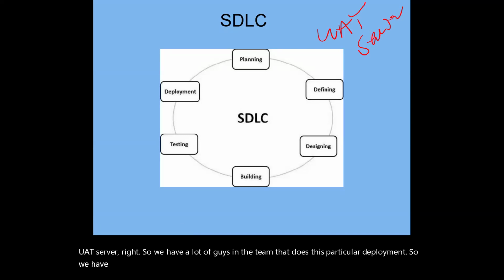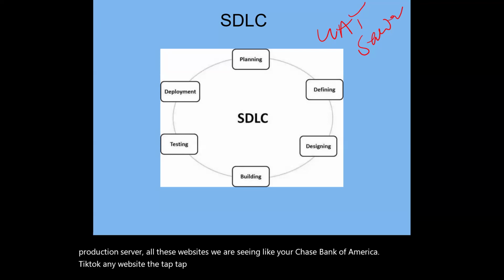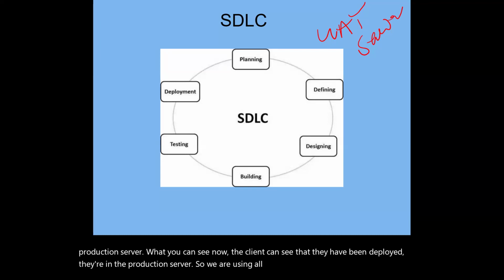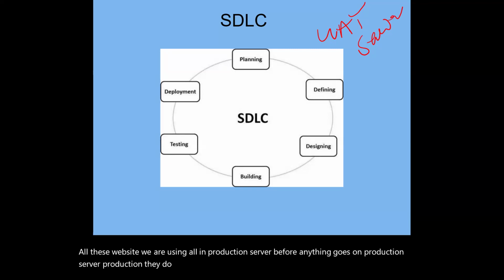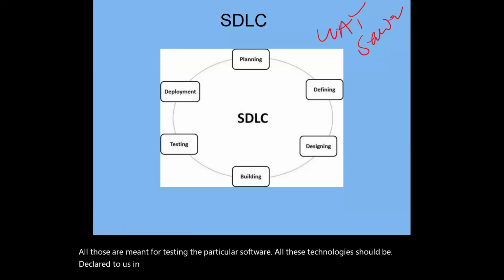In the testing and QA world, we have the testing server, the deployment server, and the production server. All these websites we are seeing, like Chase Bank, Bank of America, TikTok, any website you log in to, are in the production server. The client can see that they have been deployed in the production server. Before anything goes onto the production server, they do all kinds of testing. The deployment, testing, and UAT servers are all meant for testing the particular software. All these technologies should be clear to us as we proceed in this section.